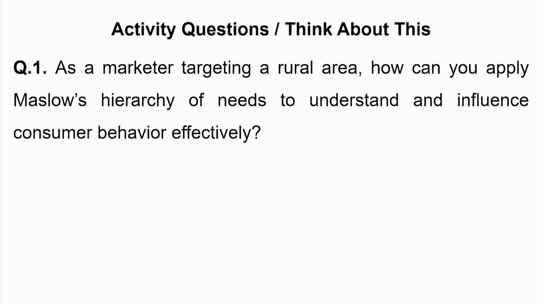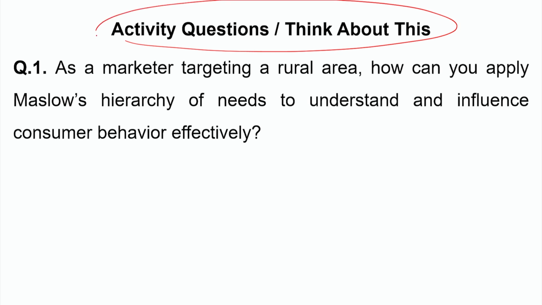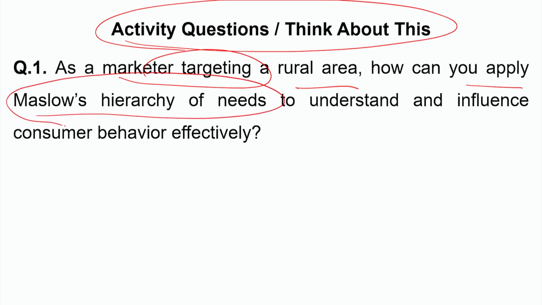So by this, I mean that today's class is about understanding the three important parameters of consumer buying behavior and consumer motivation. The marketer can understand what the various inputs are that should be taken into account before designing products and services or before catering to the target audience. On this basis, I have asked one activity question. Think as a marketer targeting a rural area: how can you apply Maslow's hierarchy of needs theory to understand and influence consumer behavior effectively? Take into account all these five kinds of needs, and apply them in your life and try to build some concept.